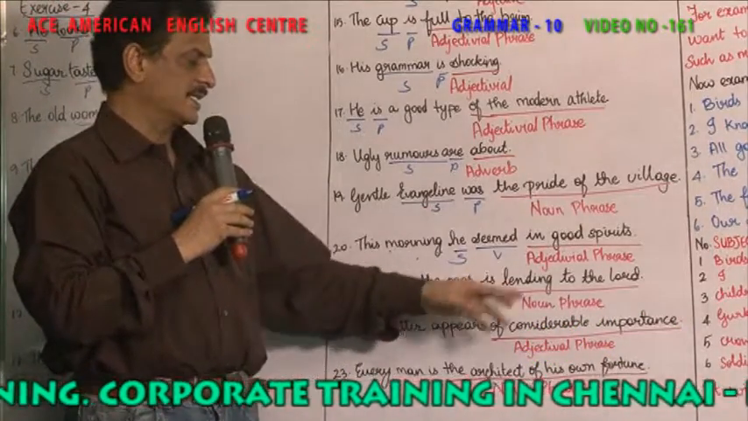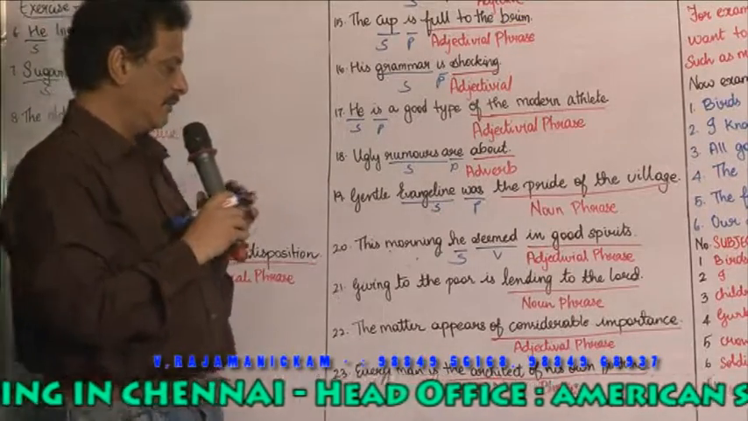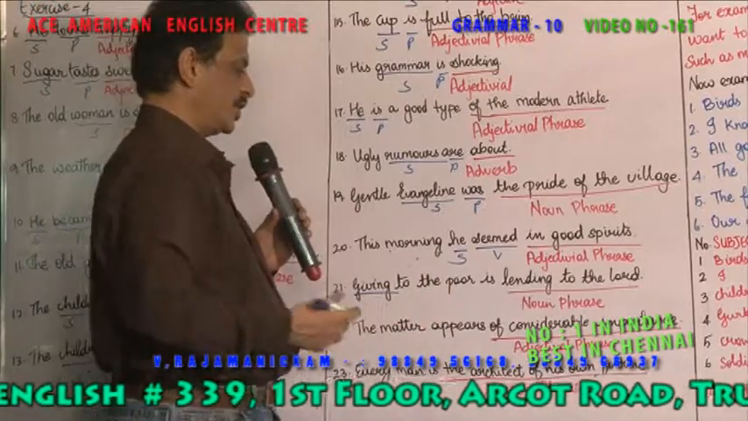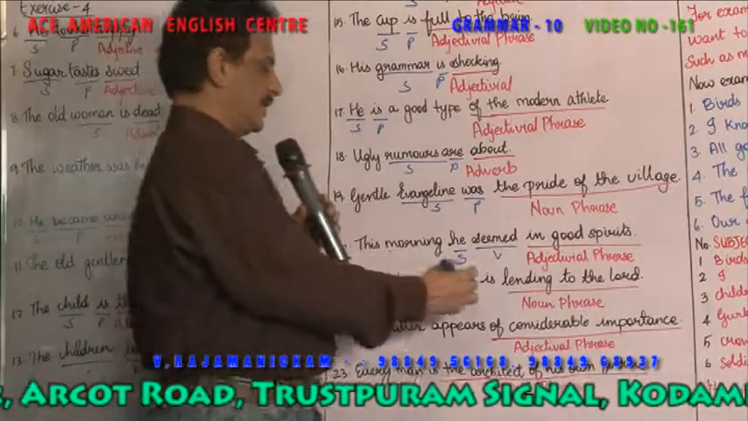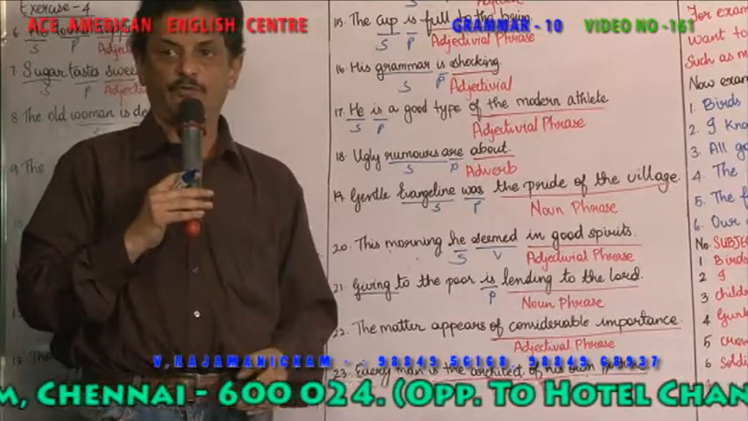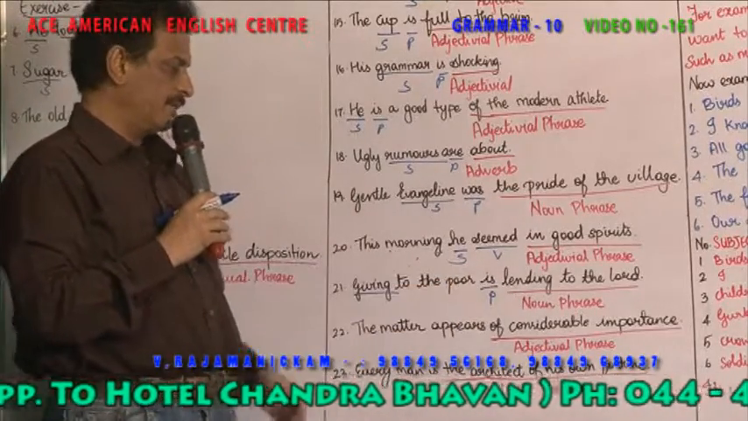Giving to the poor is lending to the Lord. So giving to the poor is the subject. Is is the predicative word, that is the verb. And lending to the Lord is a noun phrase, so it is the complement here.